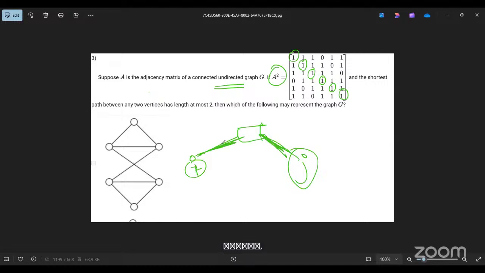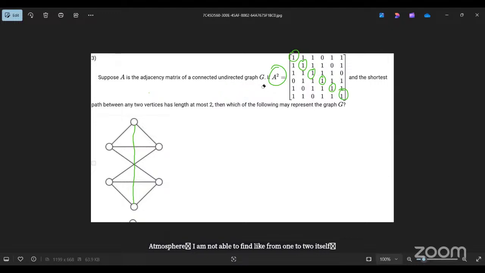Ma'am, then how would we reach from 1 to 1, like from one edge to the same edge? This is saying that yes, the answer is please draw a line from top edge to bottom edge. That's the answer, ma'am, actually. This one? Yes, ma'am. Okay. At most 2, I'm not able to find like from one edge to itself, if we calculate.